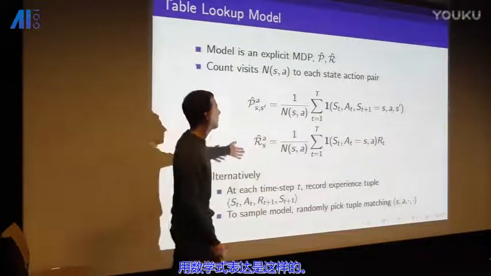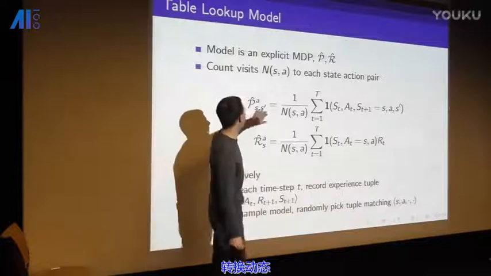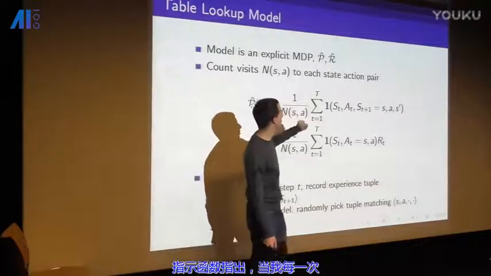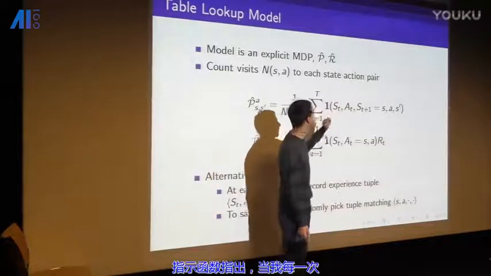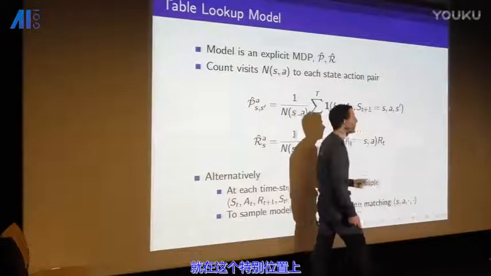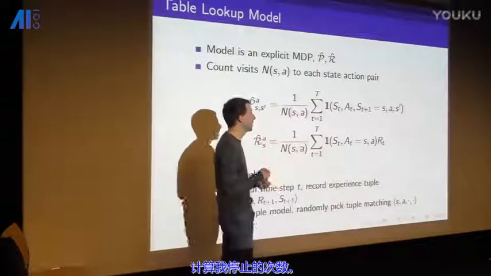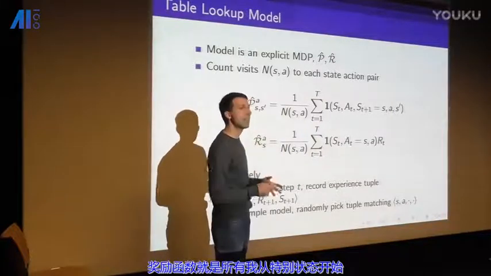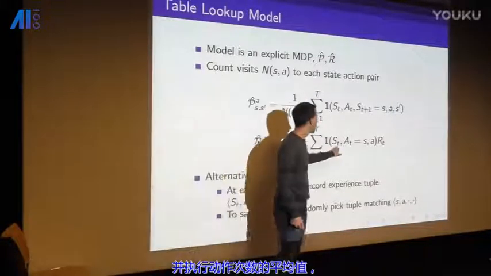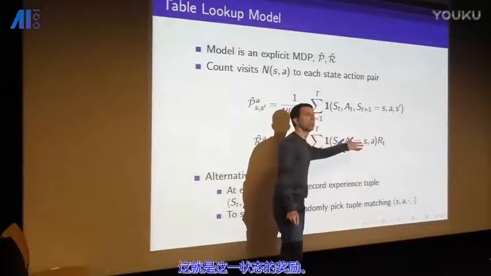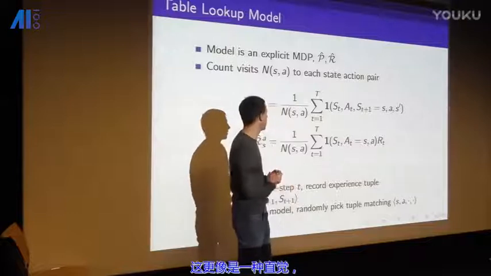This is just saying the same thing in maths: our transition dynamics are going to be the average of this indicator function, which tells us every time I ended up in this particular state S prime. We're just counting the times I ended up in that particular state. And the reward function is basically just taking an average: all the times I started in this particular state and action, let's take the mean reward of all of the rewards that I got from that point onwards.